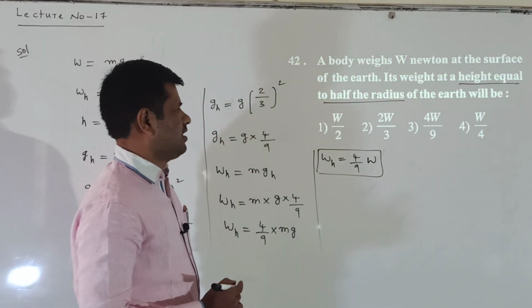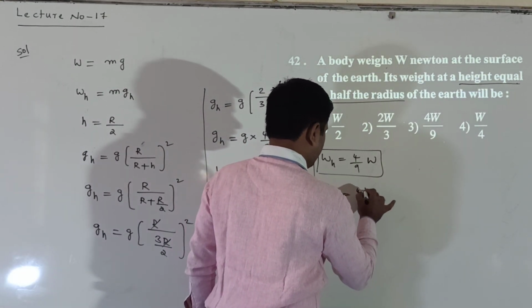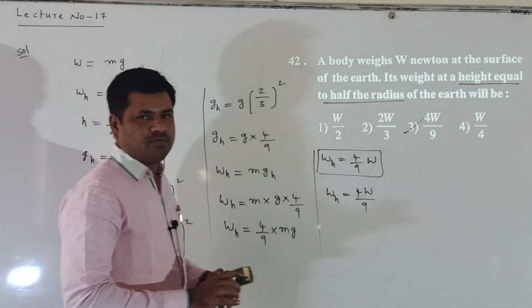Means which option is correct here? 4 by 9 into W, or WH is equal to 4W by 9. Which option is correct here? Third option is correct.